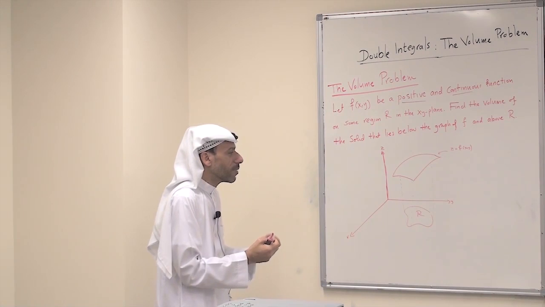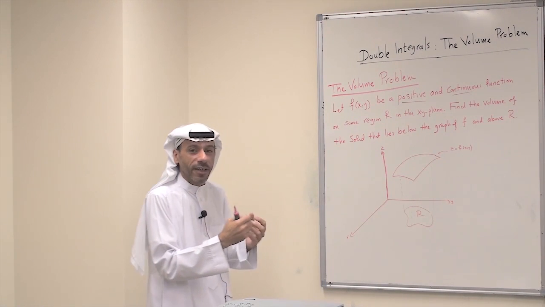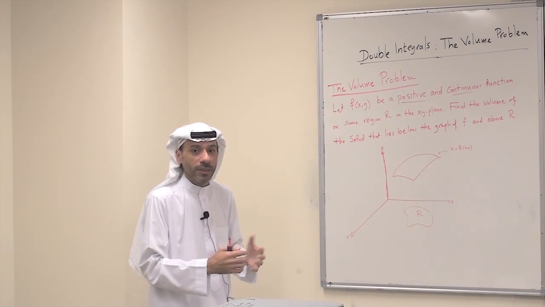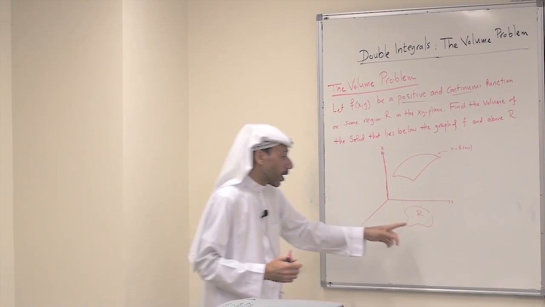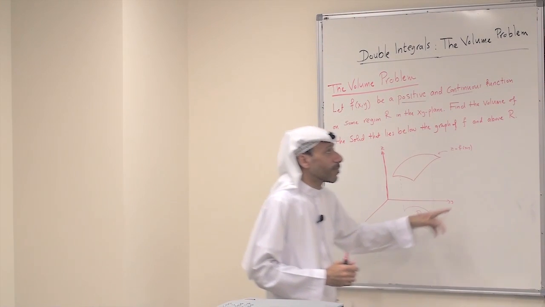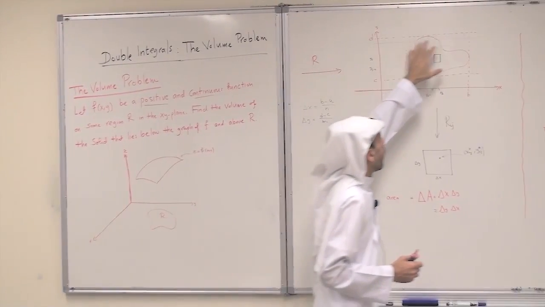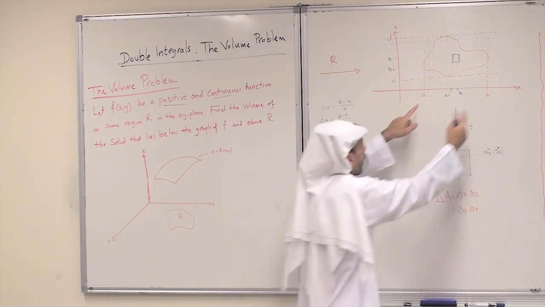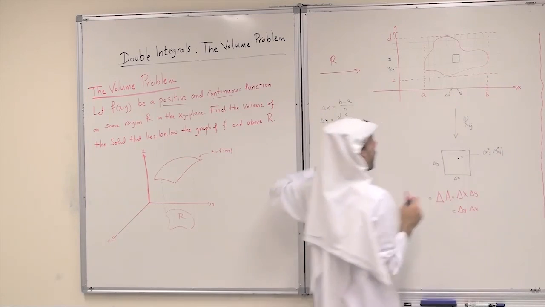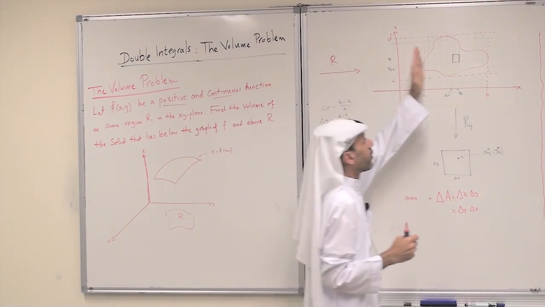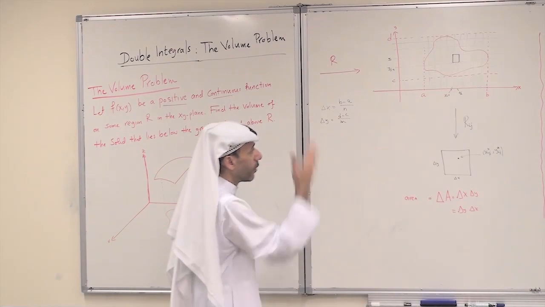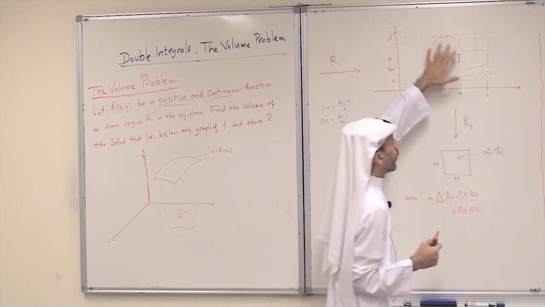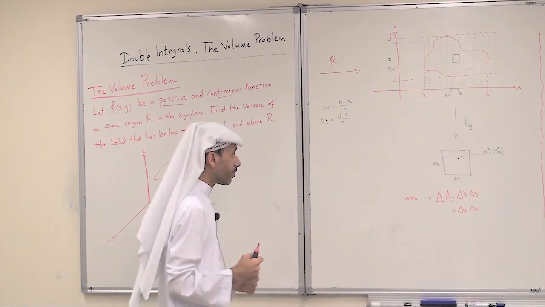We will tackle this problem in exactly the same way we tackled the area problem. Basically, by approximation first, then making this approximation exact. So we start with the region R and we divide it into rectangles. This is the region R here. Of course, it lies inside some rectangle [a, b] by [c, d]. We'll divide the rectangle into smaller rectangles by taking vertical lines and horizontal lines. So this is the division of the region into small rectangles.